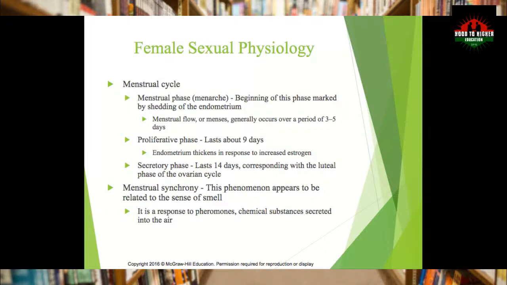During the first part of the secretory phase, with the help of progesterone, the endometrium begins to prepare for the arrival of a fertilized ovum. The secretory phase lasts 14 days, corresponding with the luteal phase of the ovarian cycle. It ends with shedding of the endometrium, as the previous graphic displayed. Rewind the video to look at the graphic, which showed a really good visual of this cycle.